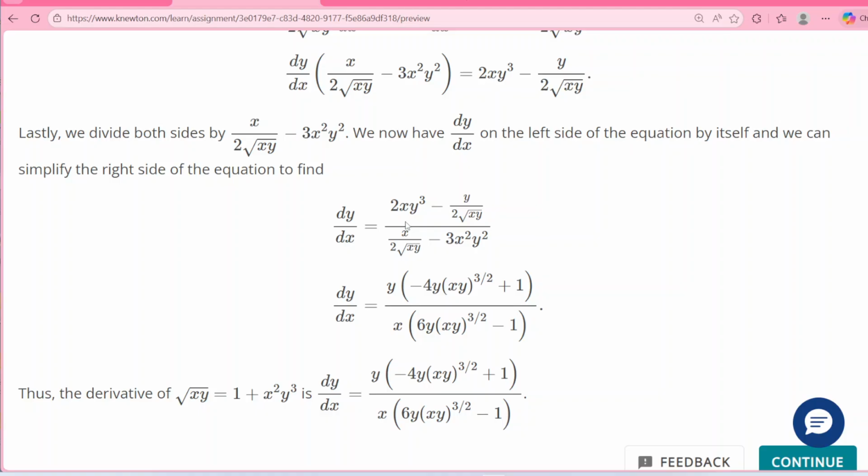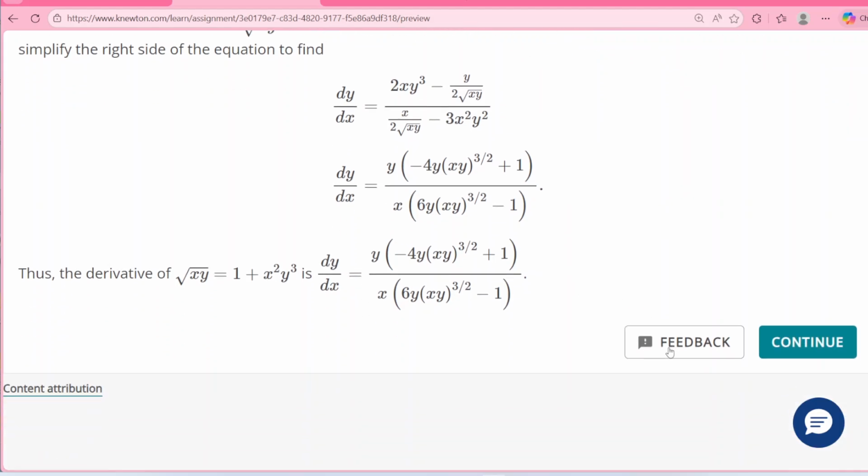Look, you got the 2x xy cubed minus this is 1/2. You know, this would be the square root of y over square root of x, rewritten where they multiply top and bottom with square root of y. Then down here, this is half the square root of x over square root of y minus 3x squared y squared. This is the same as what I had.